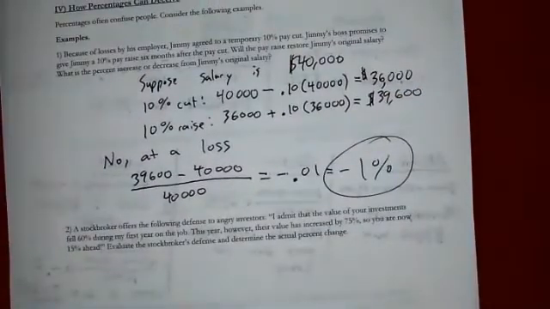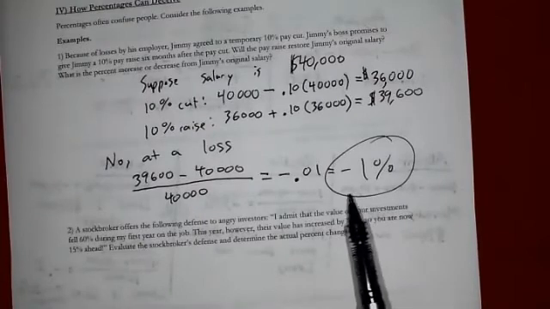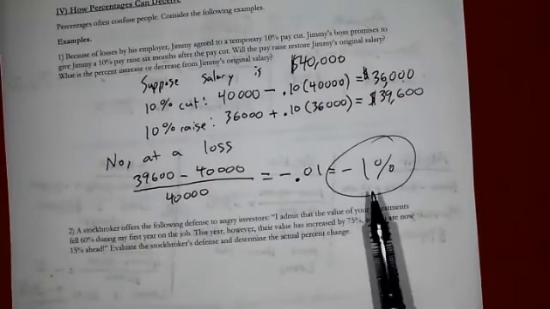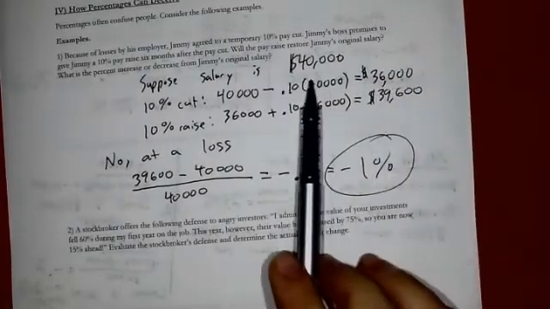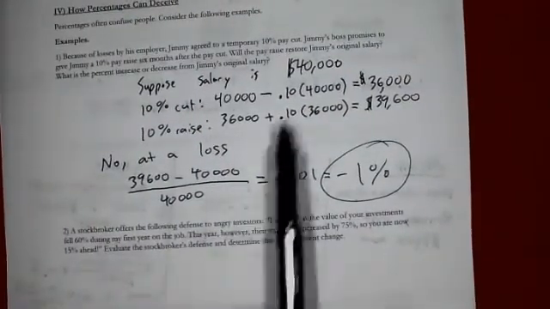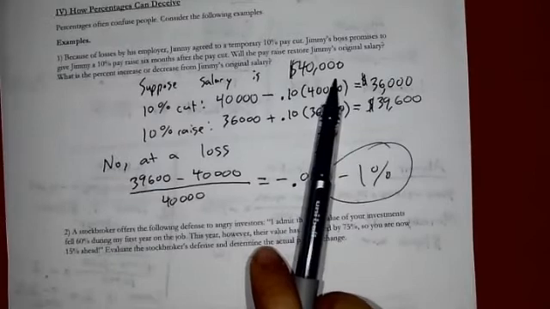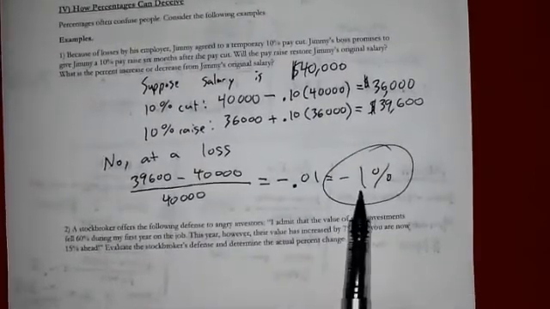So actually, if you take a 10% cut, then get a 10% raise, you're going to be at a 1% loss no matter where you were at. If you were at a $40,000 salary and get a 10% cut, then a 10% raise, you're going to be down by 1%. If you were at a $40 million salary and you get a 10% cut and a 10% raise, you're still going to be down by 1%, no matter what.